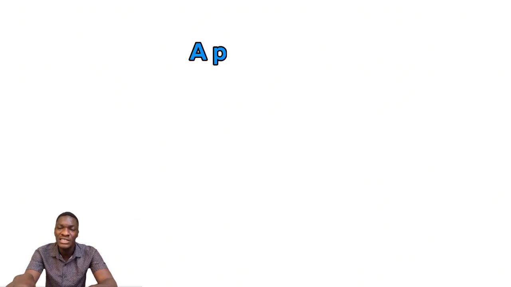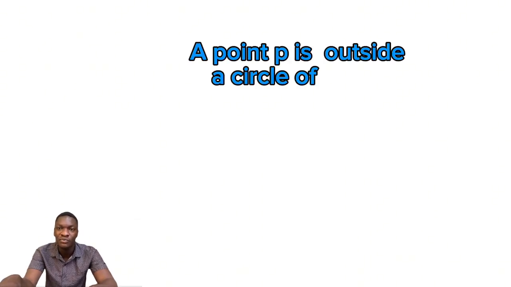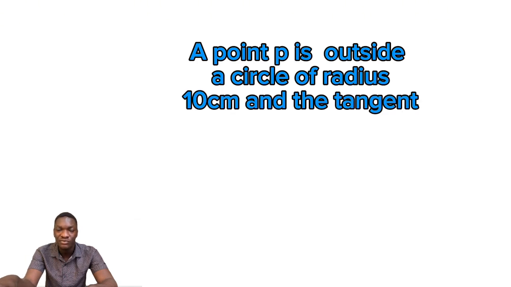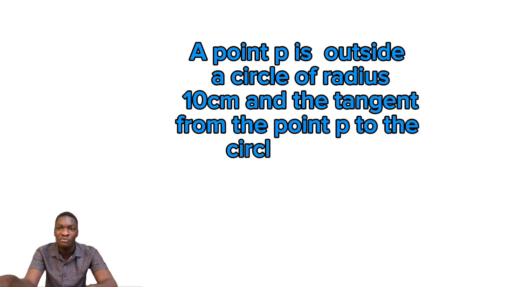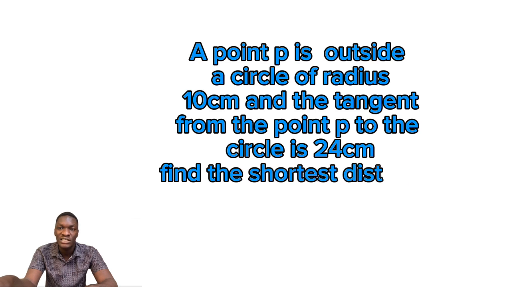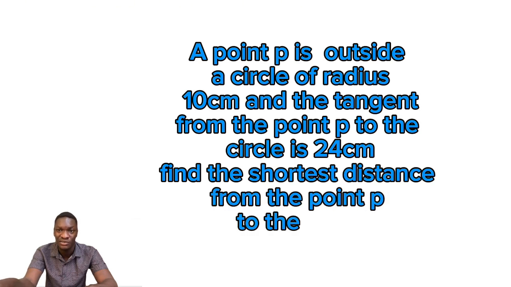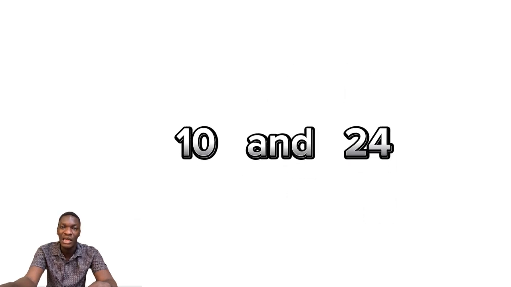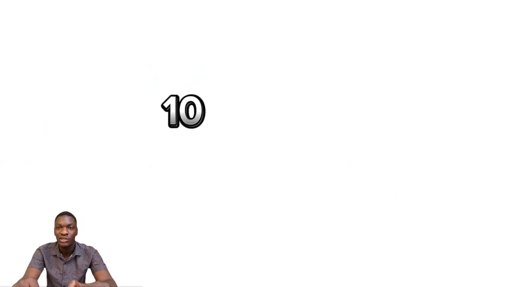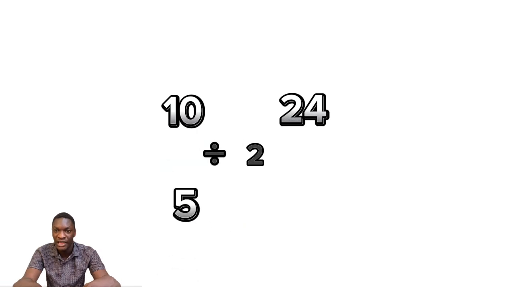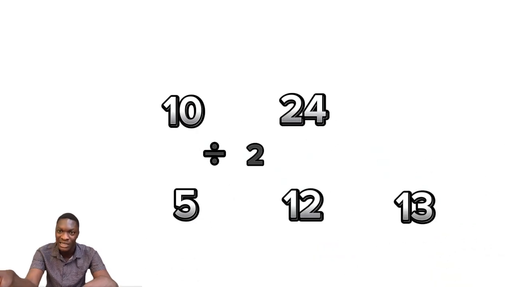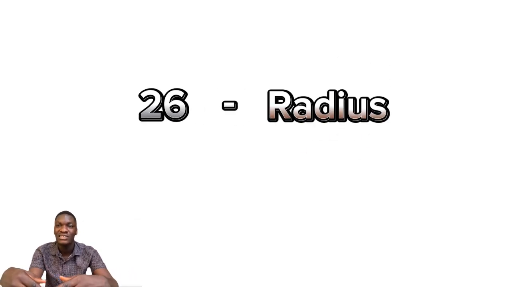A point P is outside a circle of radius 10 centimeters. A tangent from P to the circle is 24 centimeters long. Find the shortest distance between the point P and the circle. So when you're just given the point and the numbers 10 and 24, you know you're finding the hypotenuse and subtracting the radius. So 10, 24 divided by 2, you get 5, 12, 13. Multiply 13 by 2, 26, minus the radius. Then you get 16 centimeters.